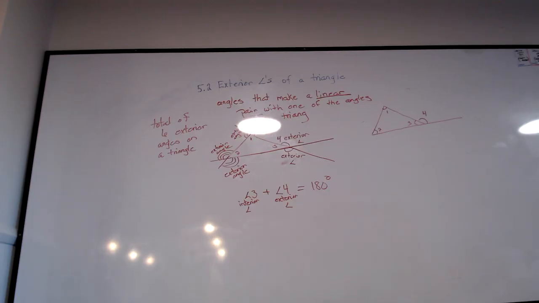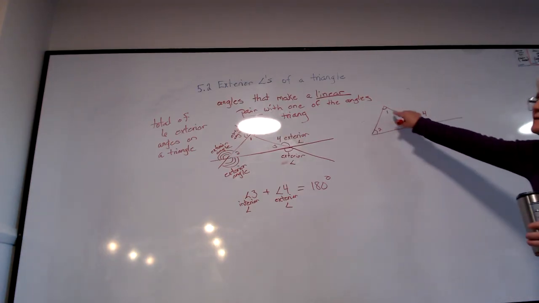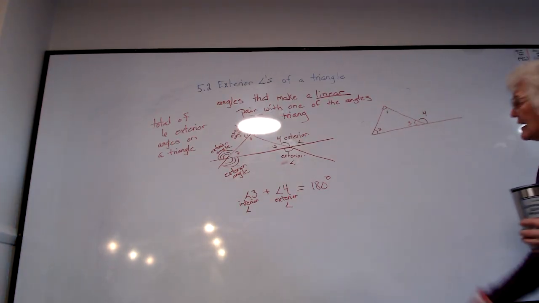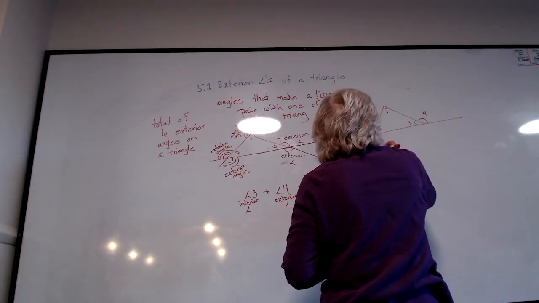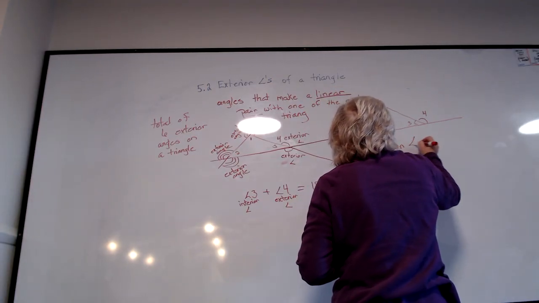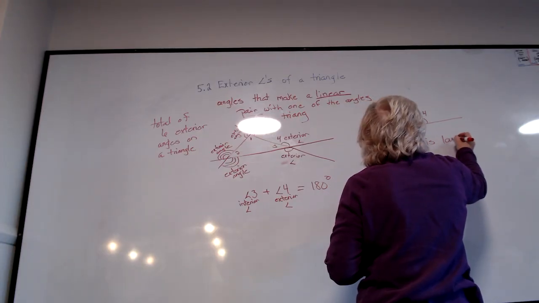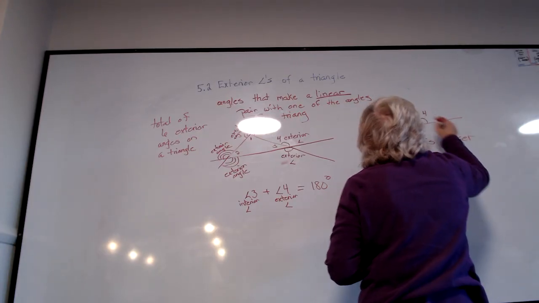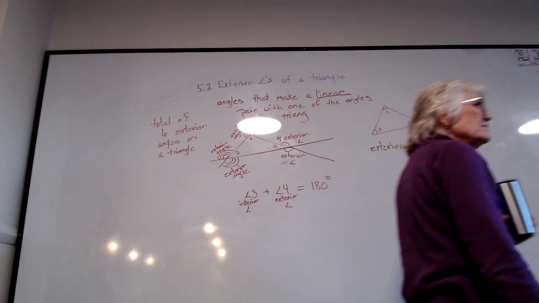Anything? The size of angle 4 compared to angle 1. Always bigger. It's always bigger. Angle 4 is always bigger than angle 1. Okay? So the exterior angle is larger. Now I'll have to ask this. Is angle 4 bigger than angle 2?